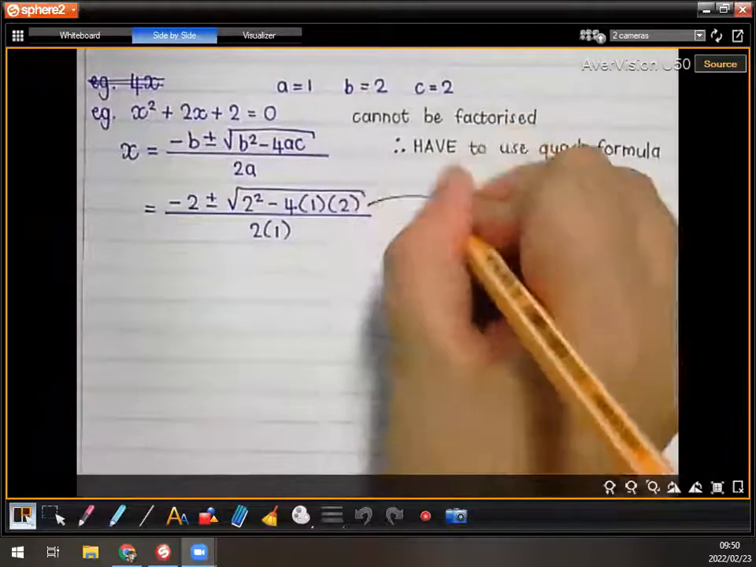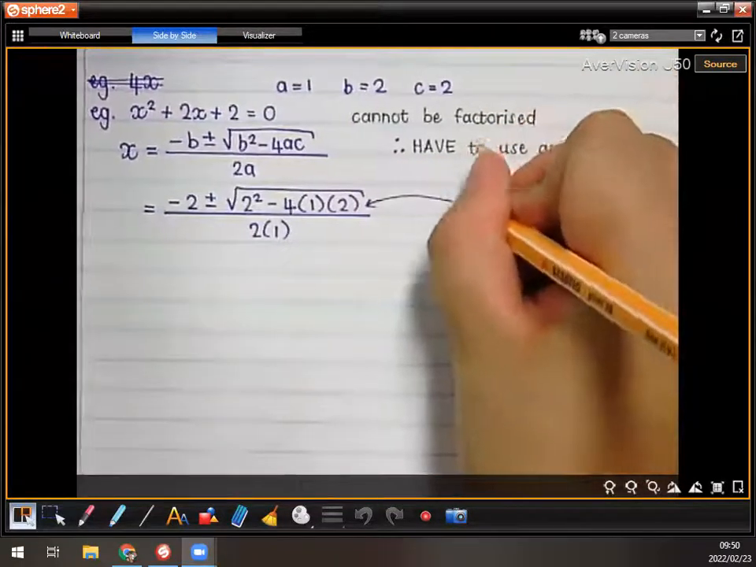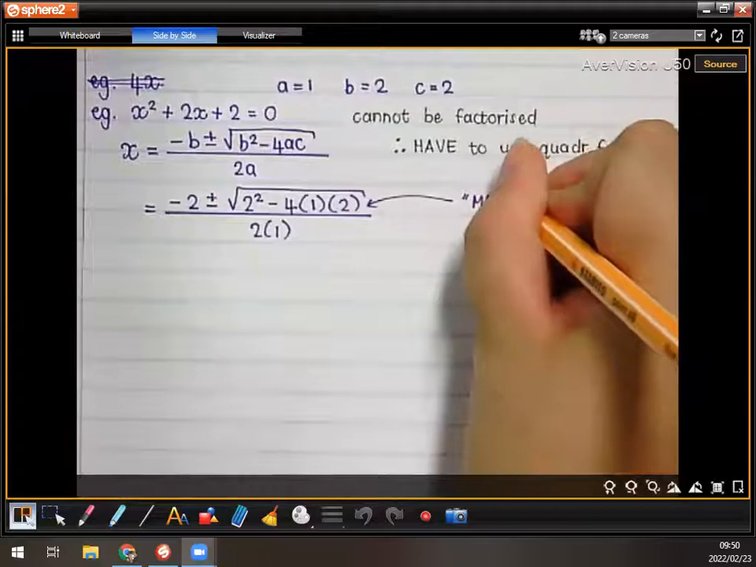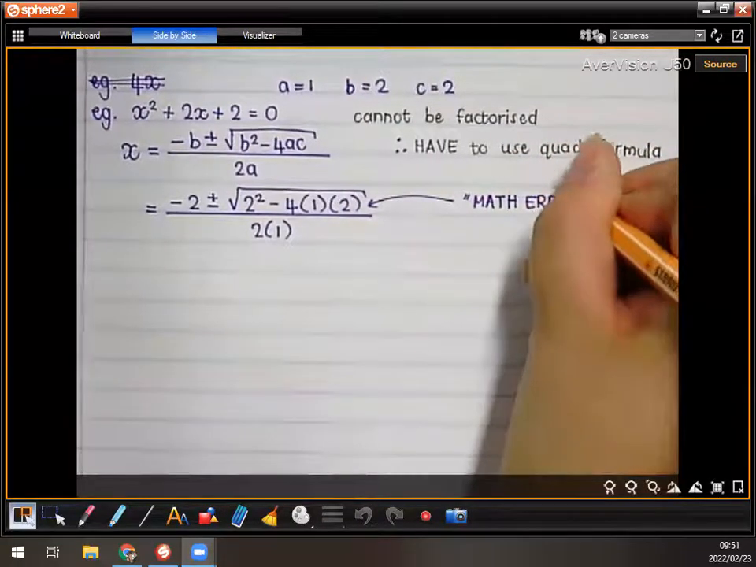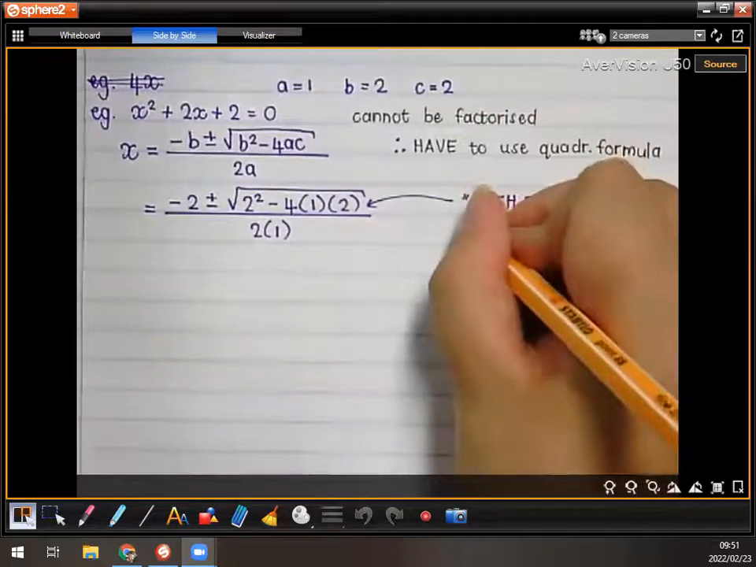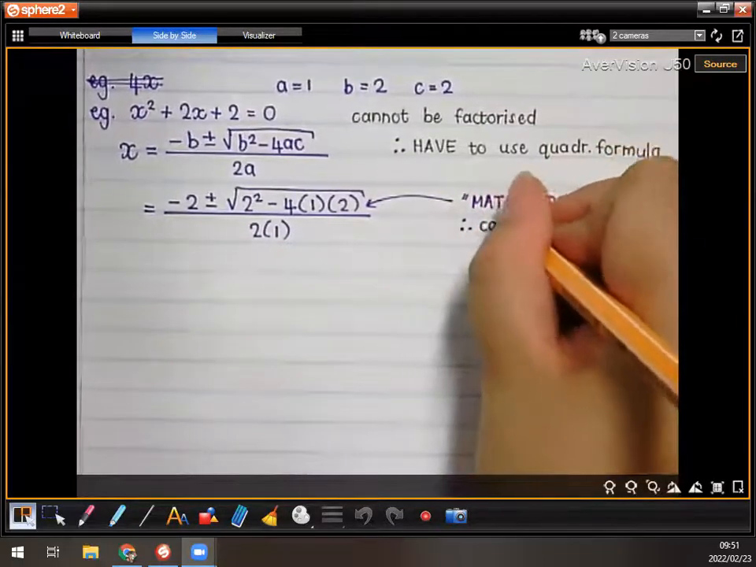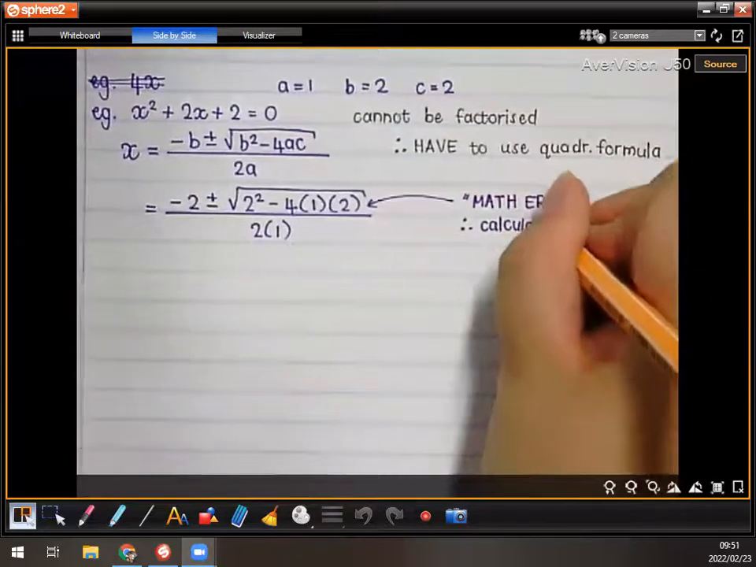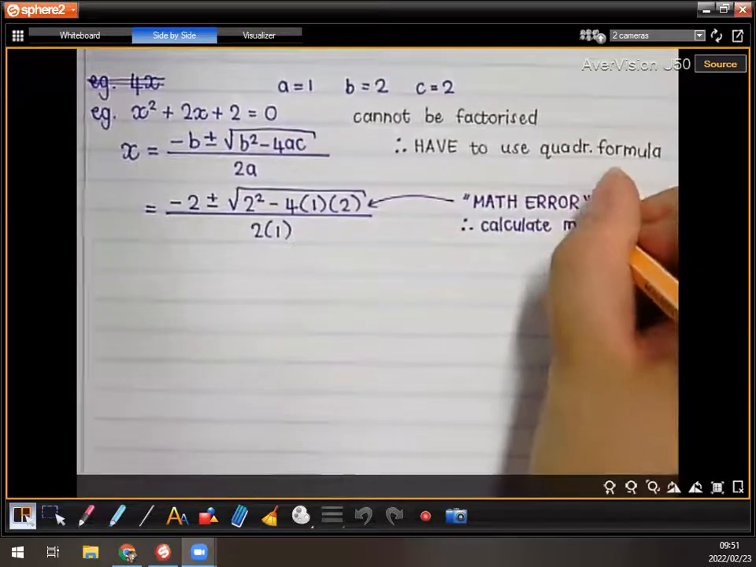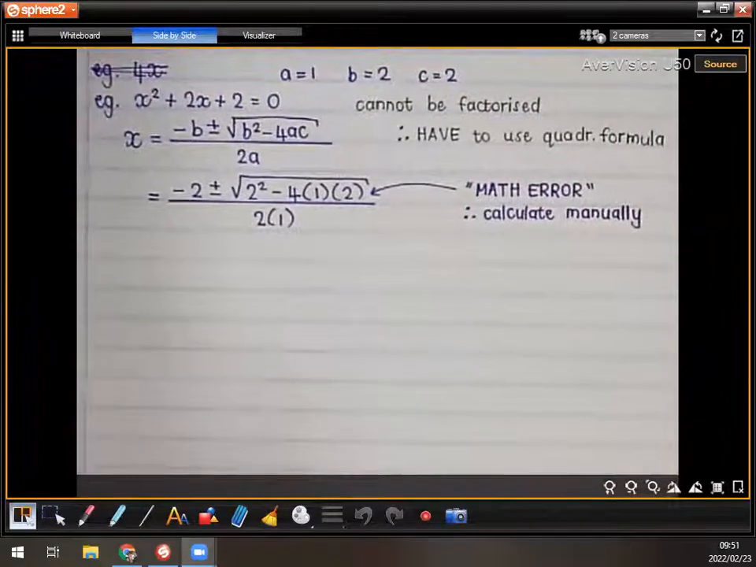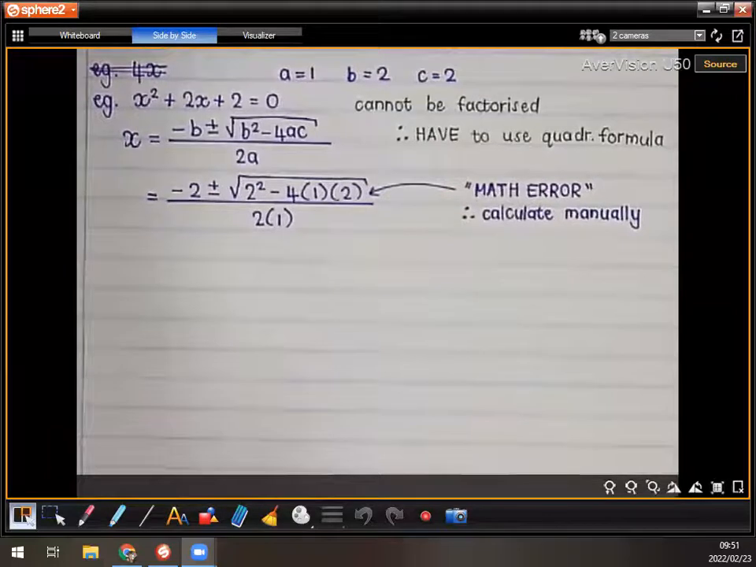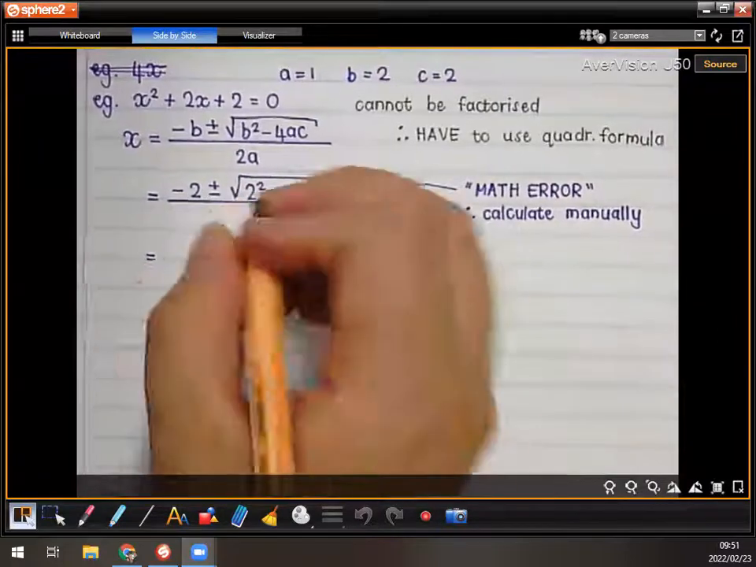Right, so I'm just going to make a note here. Math error. Therefore, calculate manually. But it's not as bad as it seems. It's really not. Okay, we're just going to leave that minus 2 as it is.